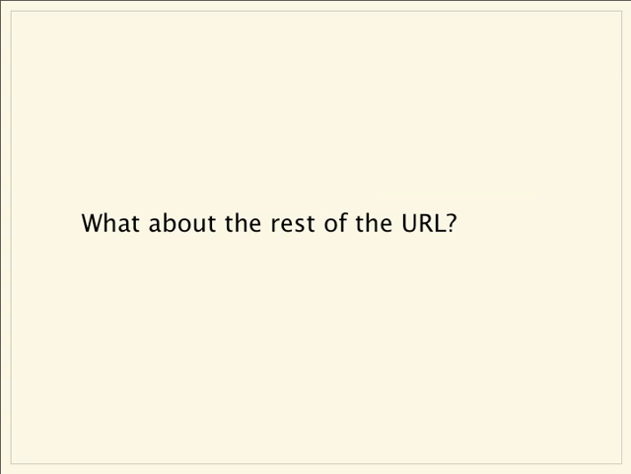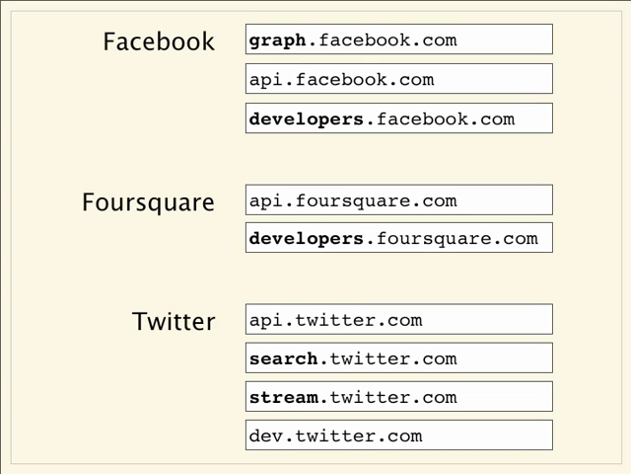Now, what about the rest of the URL? We've been focused on the functional part of the URL, but what about the top-level domain and the subdomains? So here's Facebook, Foursquare, and Twitter. Facebook and Twitter both have multiple APIs right now, which I think is very confusing. I think it might be good for them because I know they can do DNS lookups and things like that to route to different servers, but I think it's kind of crappy for the application developer.